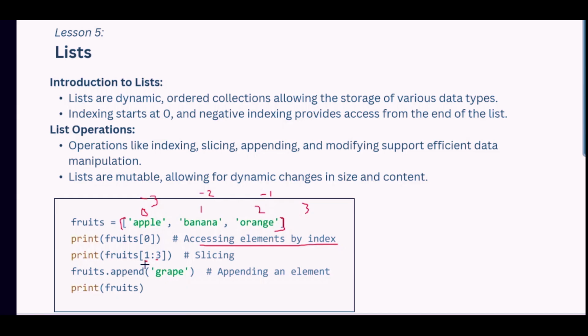So anyway, it would not return the third index, it will return the first and second index. So the first term is always included in this slicing operation, but the last term is not included. And there is one more property of this list, which is the .append method. If you put something like fruits.append grape, then it will simply add this grape into this list.